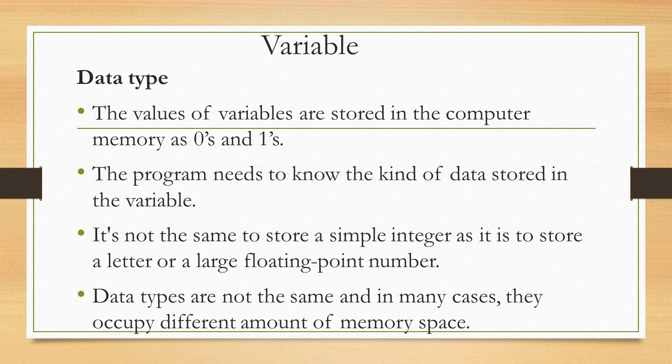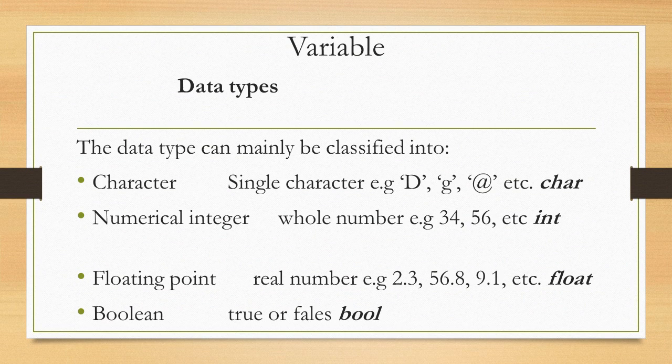It is not the same to store a simple integer as it is to store a letter or a large floating point number. Data types are not the same, and in many cases, they occupy different amounts of memory space. Each of these data types has its own memory space depending on the type of the data. Okay, let's look at the different kinds of data type.